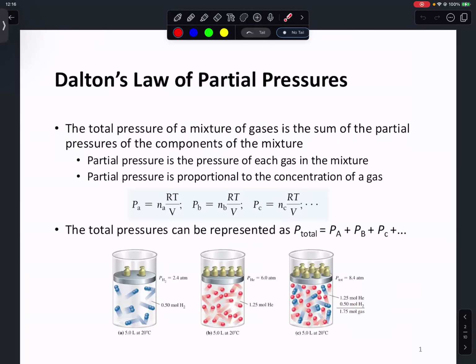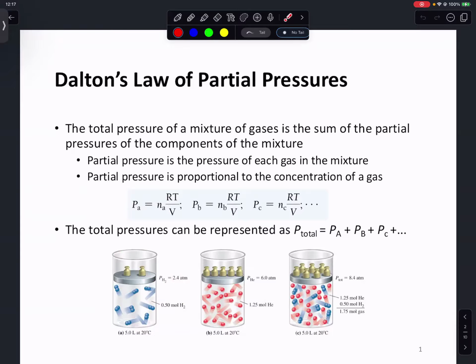Now, partial pressure is simply the pressure of each individual gas in the mixture, independent of the other gases in the mixture. Okay, so for example, let's look at this picture down here. In figure A, we have hydrogen gas. We specifically have 0.50 moles of hydrogen gas, and this particular amount exerts a pressure of 2.4 atmospheres.